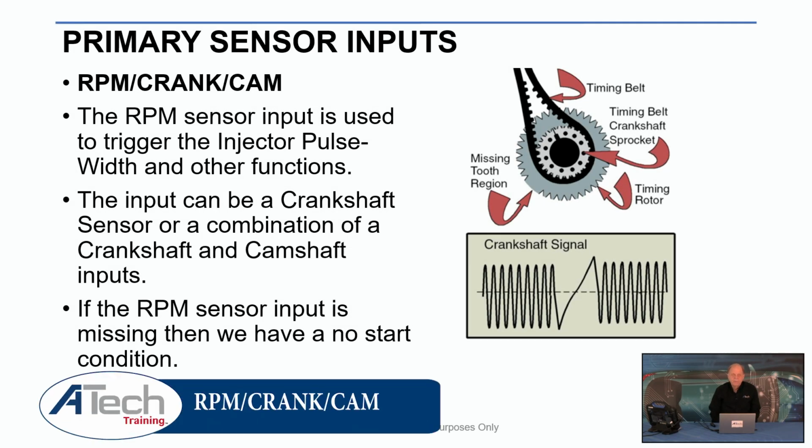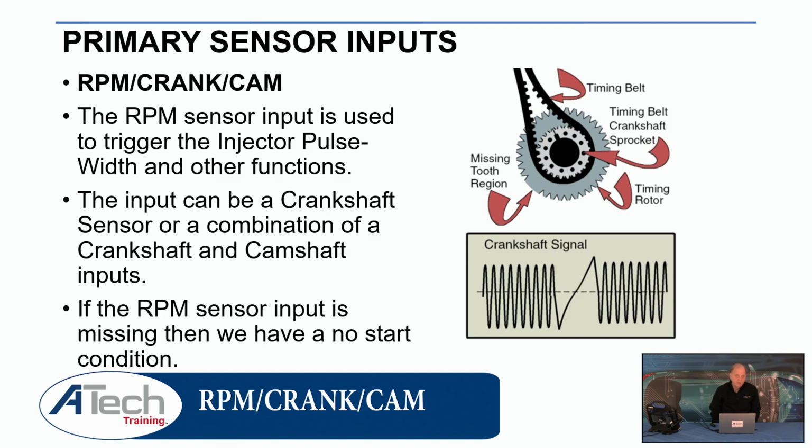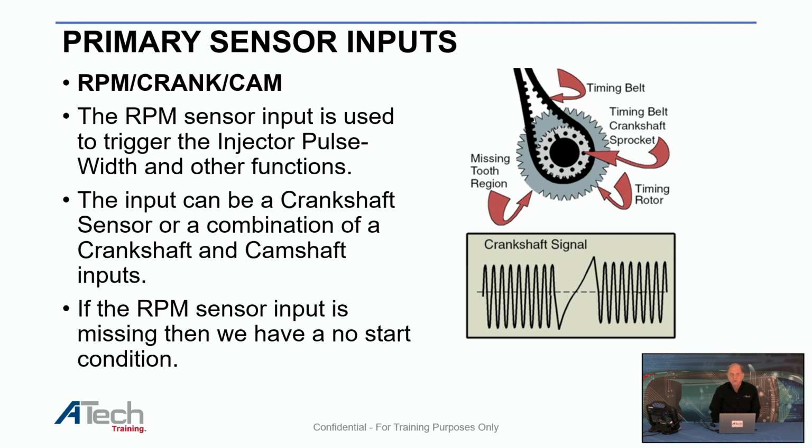All right, if we look at our primary sensor inputs, the RPM, the crankshaft sensor, and the camshaft sensor are there to use. The RPM sensor is used to trigger the injector pulse width and other functions. It's also used if we're going to do timing changes on the particular car. Now, input can be a crankshaft sensor or a combination of crankshaft sensor and a camshaft sensor. A lot of times when we went to sequential fuel injection, we had to have a camshaft sensor. There are some vehicles that just had a camshaft sensor, believe it or not, and that's it.